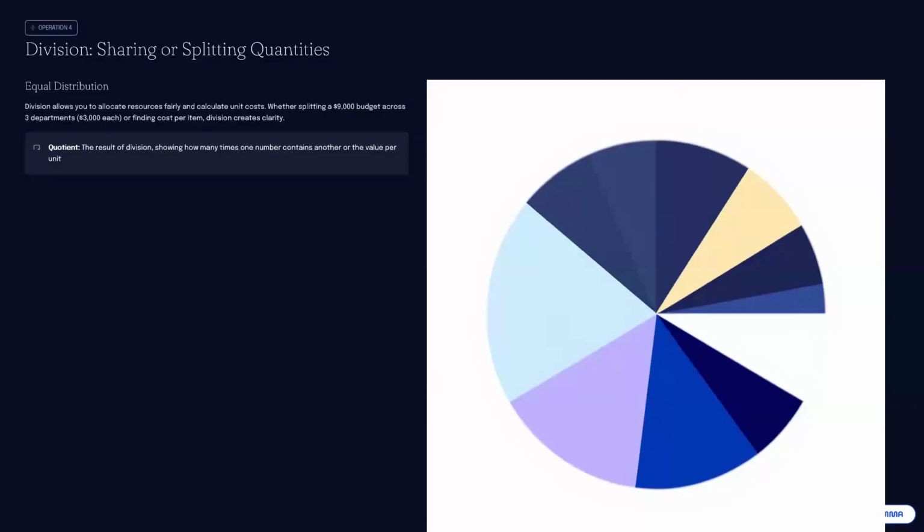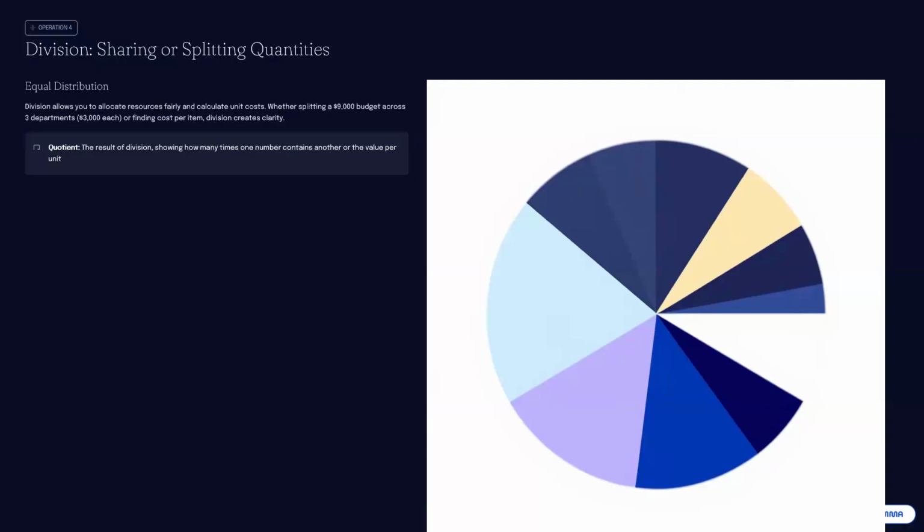So anytime you hear unit cost in business, it means the cost of one unit, the cost of one item. Another word which is usually used to express division is quotient. So when you hear the word quotient, division, distribution, sharing or splitting, all these words mean you are trying to divide.